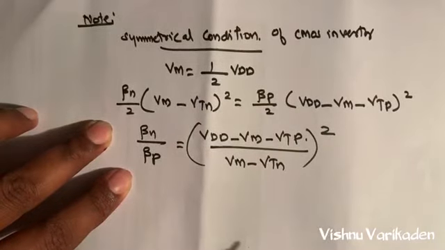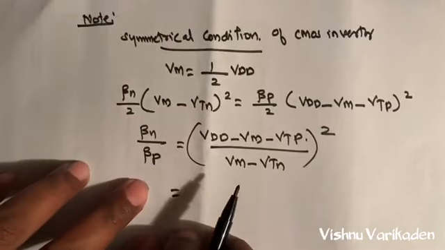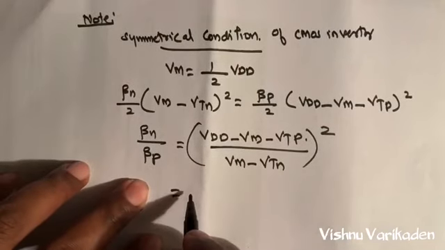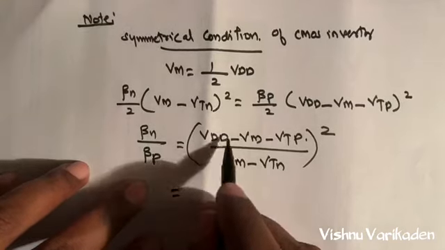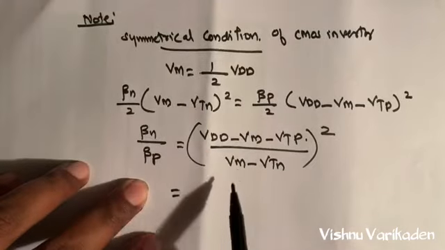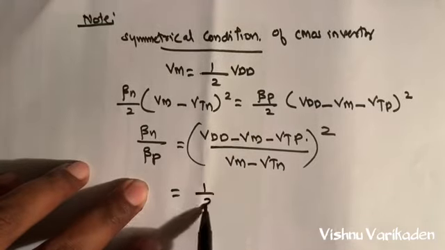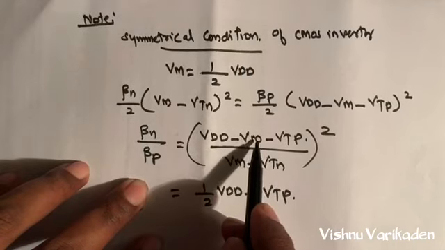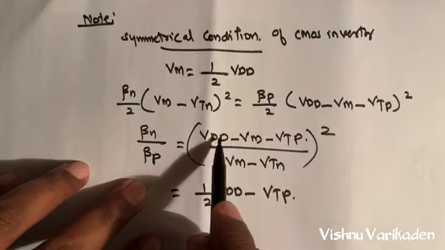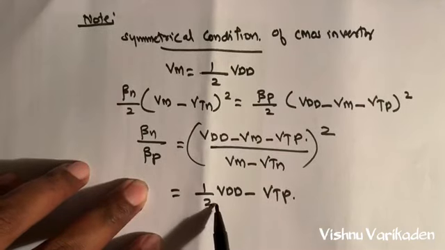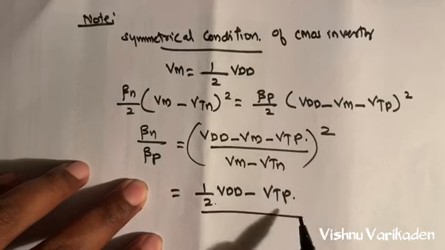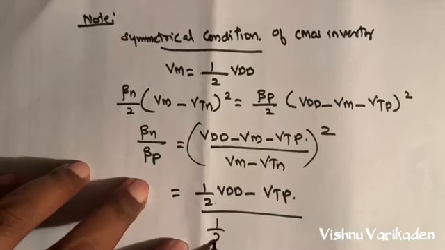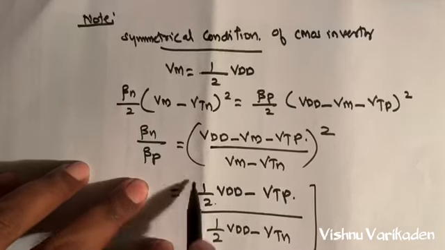So we can replace VM in the equation: VM is now 1 by 2 VDD. So VDD minus 1 by 2 VDD is 1 by 2 VDD only, minus VTP, divided by VM, which is 1 by 2 VDD, minus VTN, the whole square.